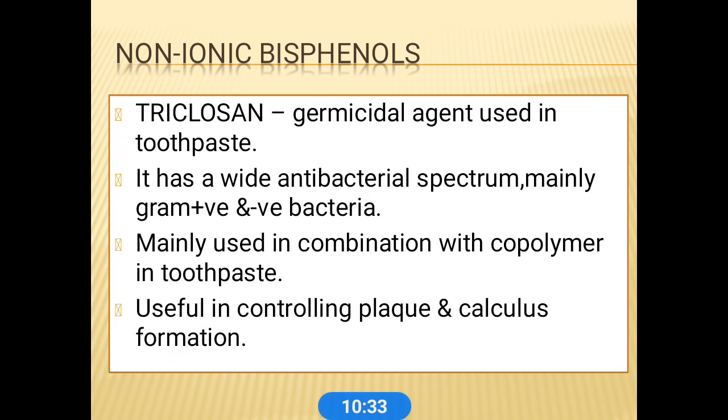Next category is non-ionic bisphenols. Triclosan is a germicidal agent mainly used in toothpaste. It has a wide antibacterial spectrum, mainly acting on gram-positive and gram-negative bacteria. It is usually used in combination with a copolymer in toothpaste. It is useful in controlling plaque and calculus formation.